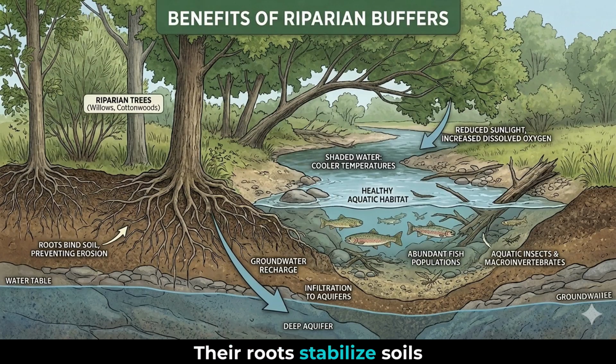Their roots stabilize soils and reduce erosion. Their canopies shade streams and moderate water temperatures. Their leaves contribute nutrients that support aquatic food webs. They slow floodwaters, improve water quality, recharge groundwater, and help maintain ecological processes that benefit entire river systems.